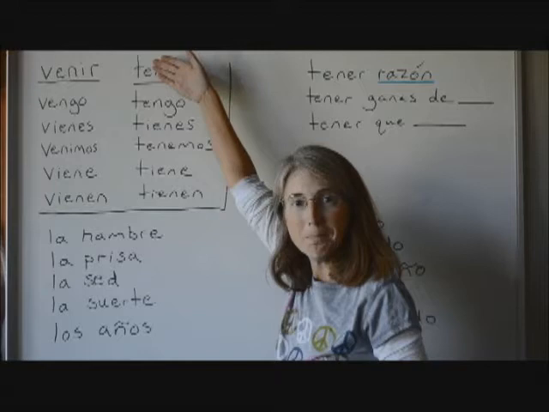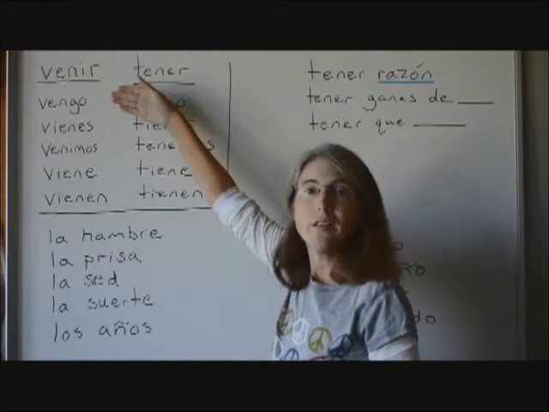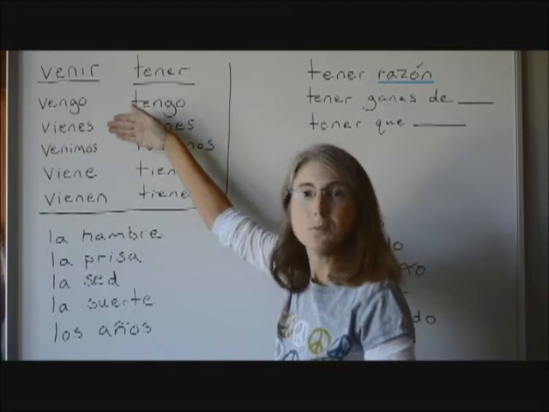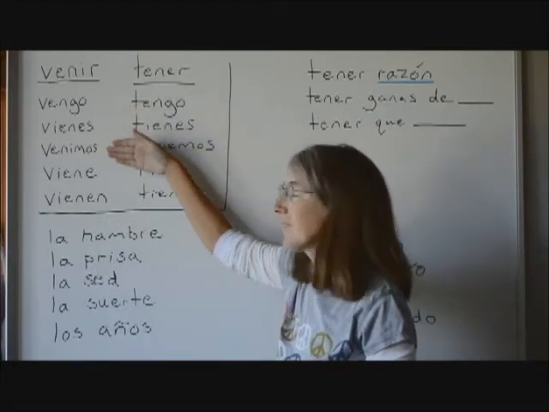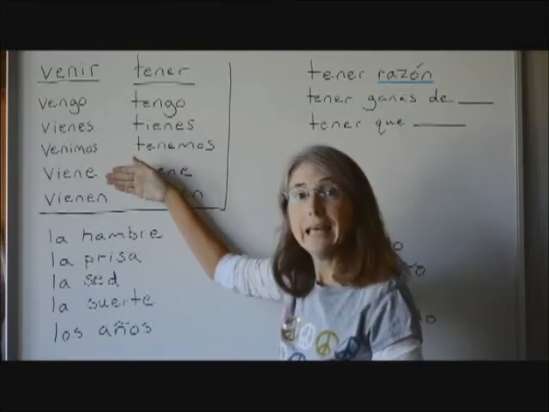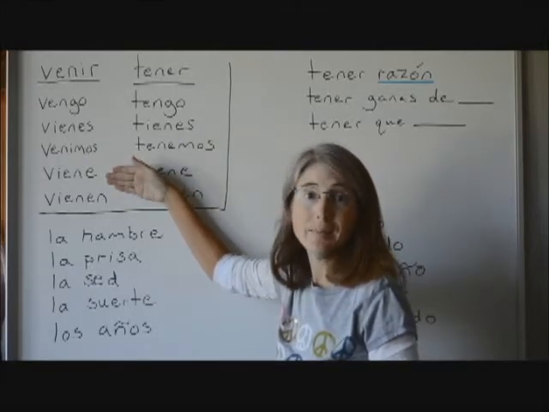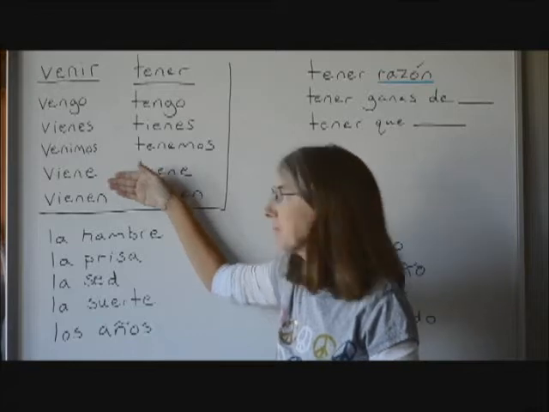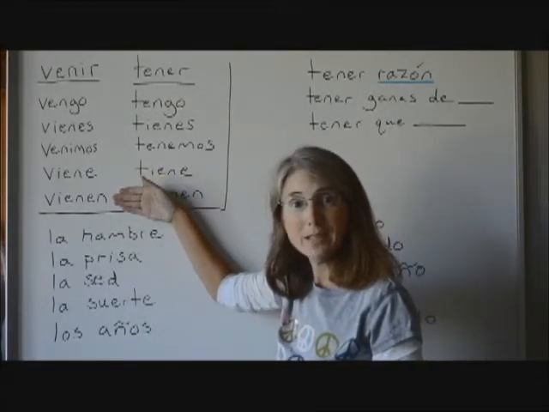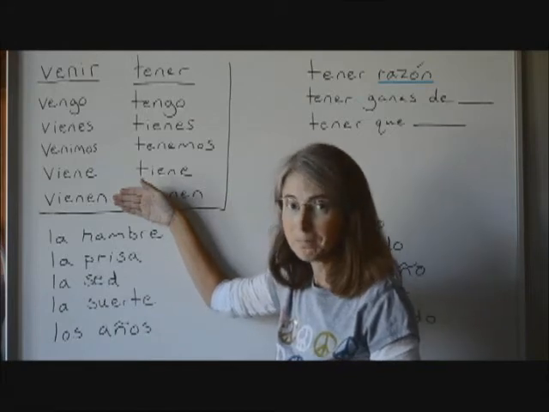Venir means to come, and the yo form is vengo, I come. Tú vienes. Nosotros venimos. Él viene, ella viene, usted viene. Ellos vienen, ustedes vienen, ellas vienen.